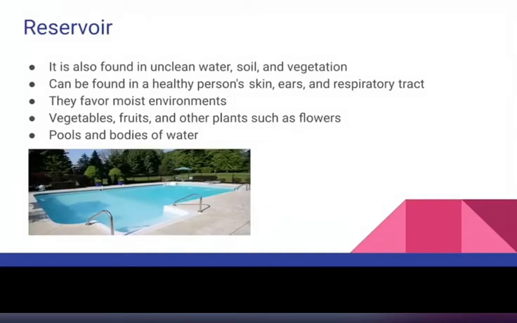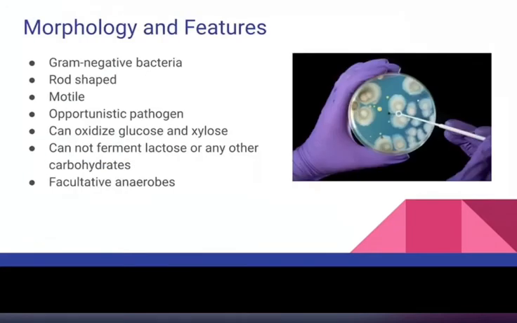Its reservoir is any uncleaned water, soil, and vegetation. It can be found in a healthy person's skin, ears, and respiratory tract. It favors moist environments. It can be found in vegetables, fruits, or other plants, like flowers that have been absorbing contaminated water. And again, in general, it is found in pools and large bodies of water.